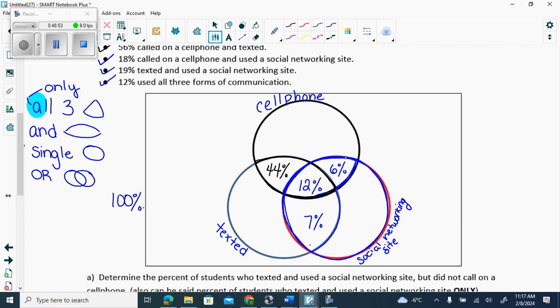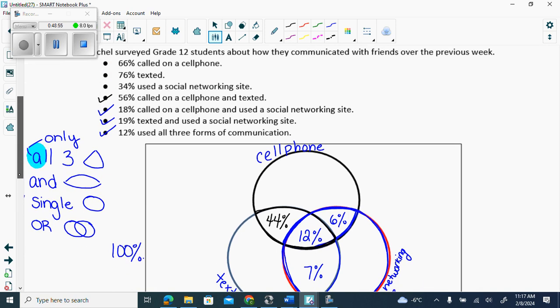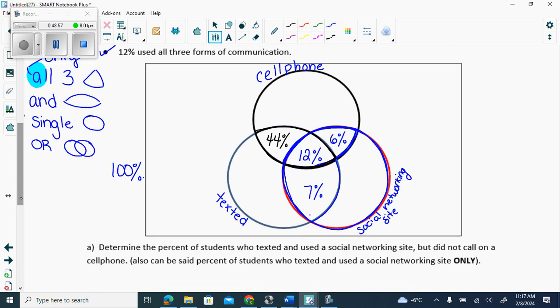So I have to take 34 and subtract off 12, 6, and 7, which is 25. So how many are here? 9%. Do you see that those other people still are doing social networking? They just happen to be doing other things, so they don't care. Do you know what I mean? Yeah? Okay.